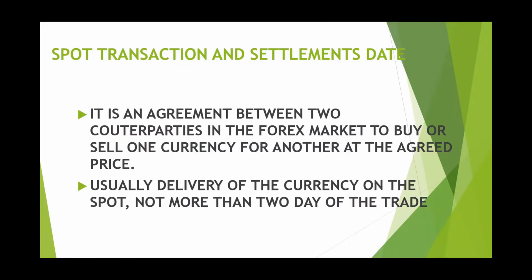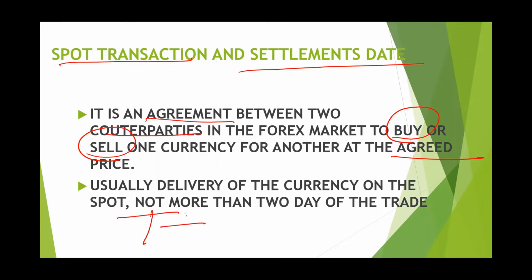First, let us understand what is spot transaction and the settlement day in the spot transaction. Spot transaction is an agreement between two parties where one party is ready to buy and another party is ready to sell for an agreed price. That agreed price usually will be the prevailing price on that particular day. Usually the delivery will be on the spot itself, or it may take a maximum of 2 days. So the settlement day in the spot transaction is T plus 2.